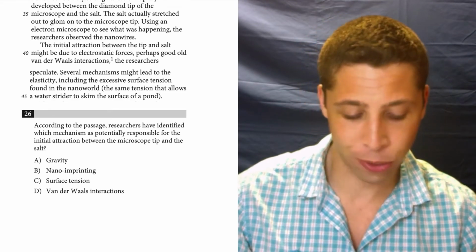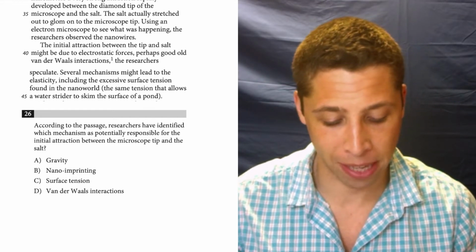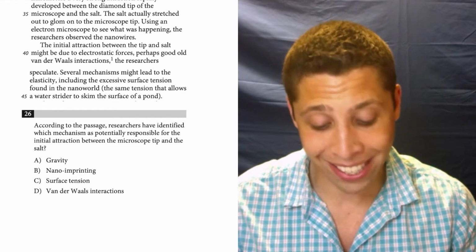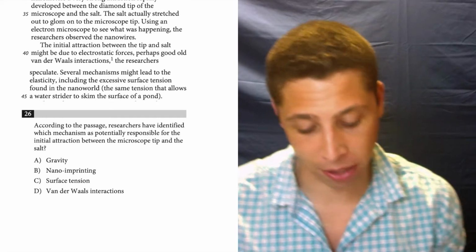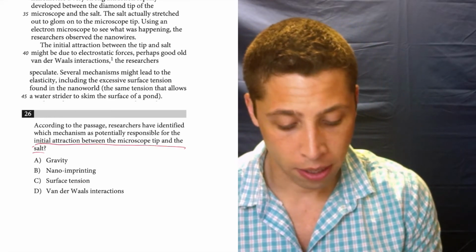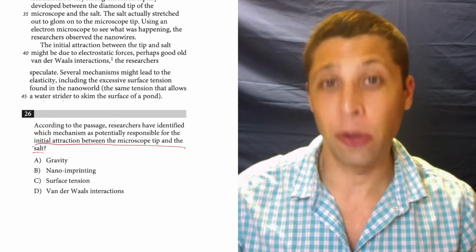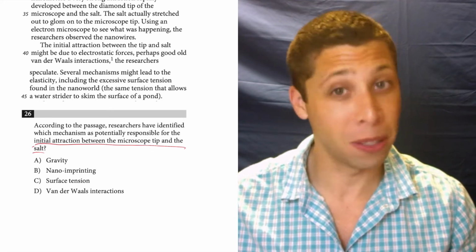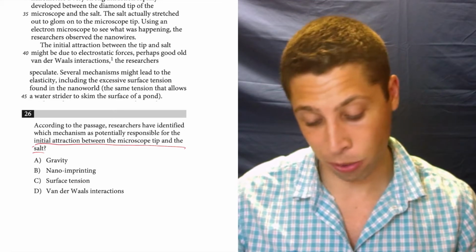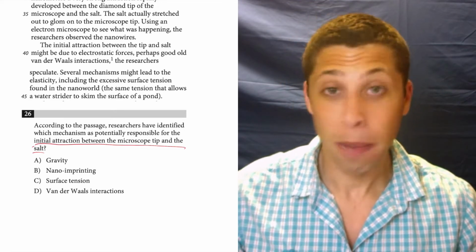According to the passage, researchers have identified which mechanism as potentially responsible for the initial attraction between the microscope tip and the salt. This sounds super complicated, right? This is a very specific thing that they want. And it doesn't help that they're using a lot of terms that might be unfamiliar to me, like nano-imprinting or van der Waals interactions. But that shouldn't scare me.